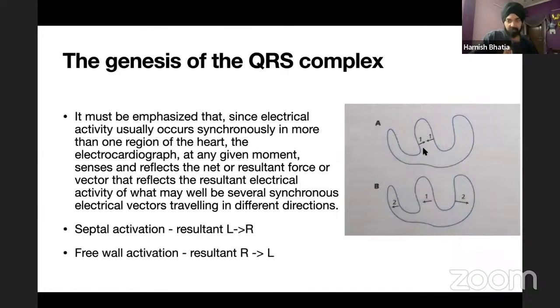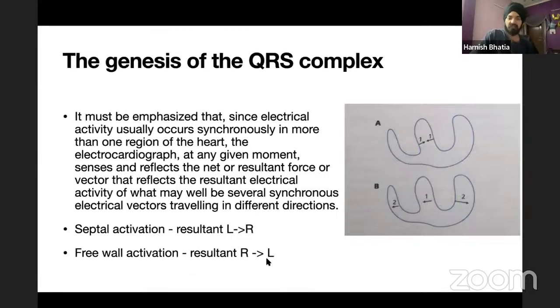At one point of time, if there are two or three depolarizations or vectors happening, the resultant which we'll see on the ECG is going to be the resultant of all of those vectors. Okay. So if this and this are happening at the same time, the resultant vector will be of this, because this is the stronger one. And similarly, if this and this are happening at the same time, the resultant which we'll see will be in this direction, because this is the stronger one. Okay, clear? So in the septal activation phase, the resultant will be left to right.